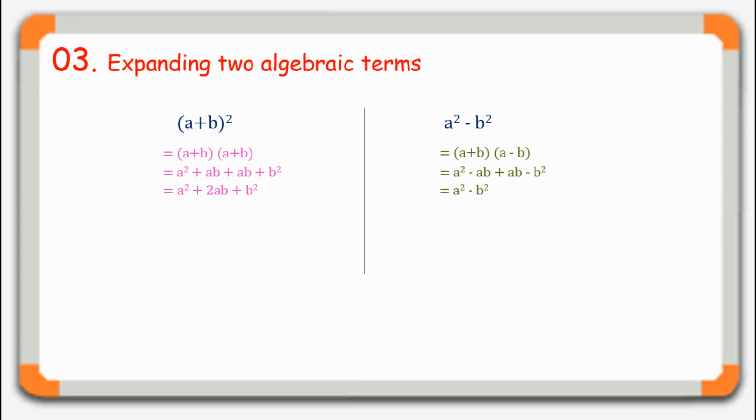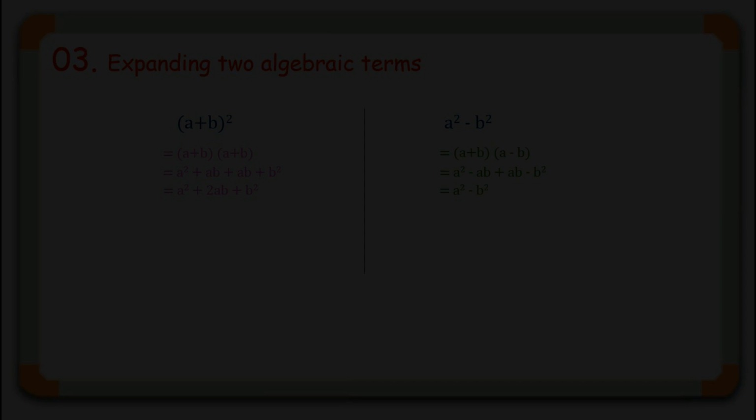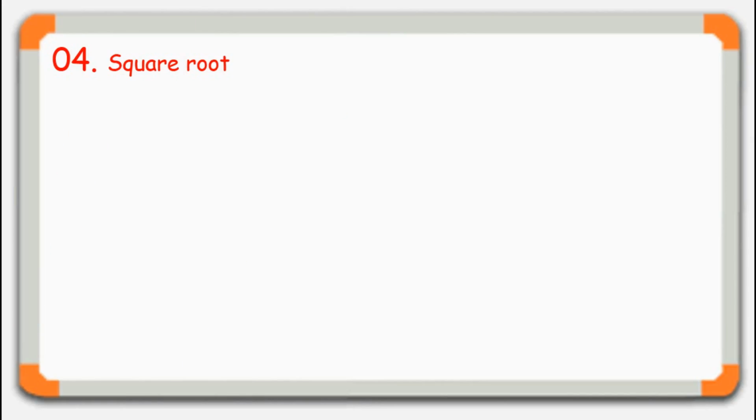This is the part where most of the students get confused, and instead of the expansion of a squared minus b squared, they use the expansion of (a plus b) squared, and for (a plus b) squared, they use the expansion of a squared minus b squared. So make sure that you do not make this mistake once again. So now let's move on to the rule number 4. The rule number 4 is the square root. To discuss the fourth rule, I will use the example 9.